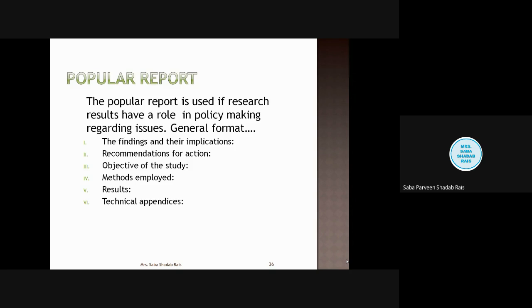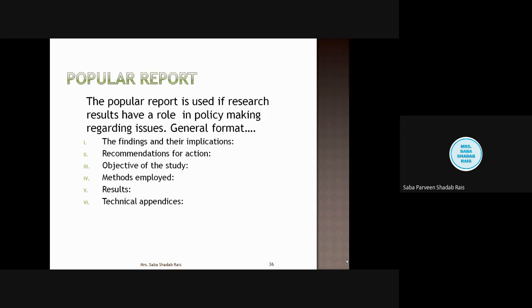Now the general format of the popular report. The first thing should be the findings and their implications. In the earlier case, you have seen that we started with the summary of the results, right? Here also we will be starting with the findings. What findings you have made after the research should be added here, and thereafter, on those findings, what policies need to be designed. In short, we have the practical interest of those findings.